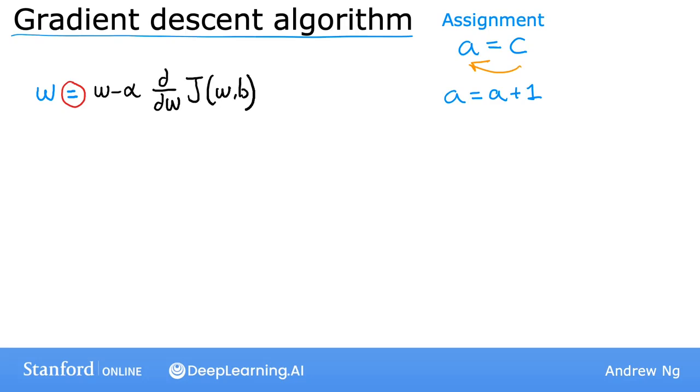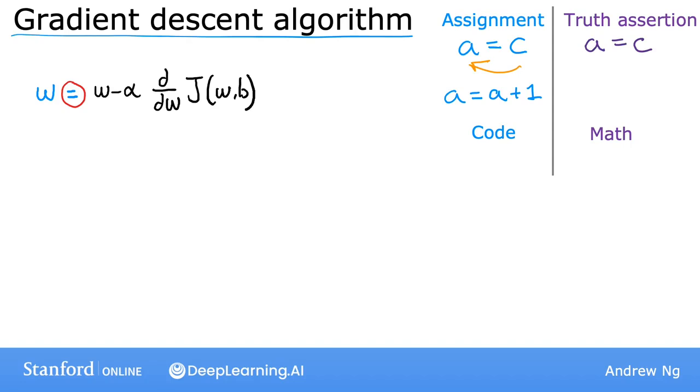So the assignment operator in coding is different than truth assertions in mathematics, where if I write a = c, I'm asserting, that is, I am claiming that the values of a and c are equal to each other. And hopefully I will never write a truth assertion a = a + 1 because that just can't possibly be true. So in Python and in other programming languages, truth assertions are sometimes written as equals equals. So you may see code that says a == c if you're testing whether a is equal to c.